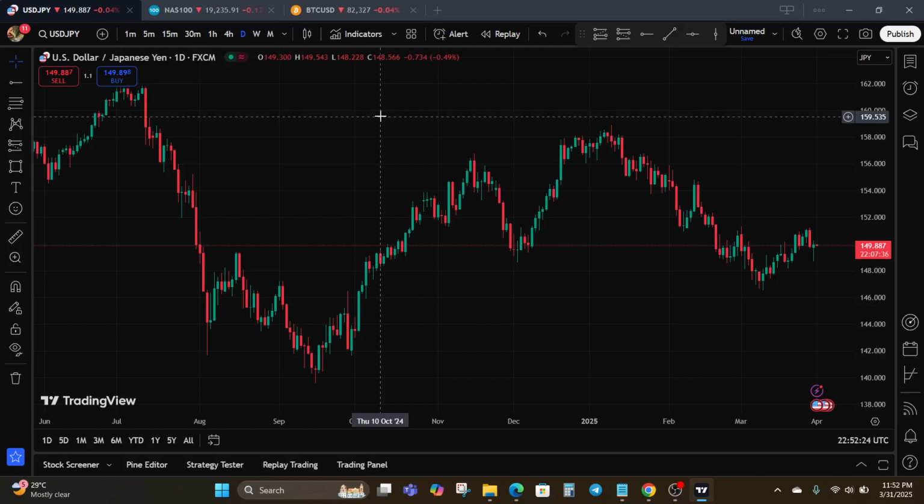So let us just quickly add the Liquidity Sweeps Indicator to the chart right away.